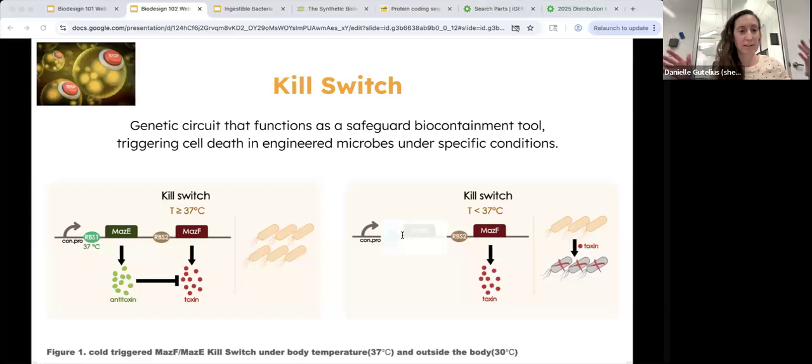Once the person theoretically poops it out, right, the temperature is going to change and it's going to drop significantly. And that's going to inhibit the translation of the antitoxin. And now you're only producing the toxin and it's going to self-destruct, which is pretty cool.